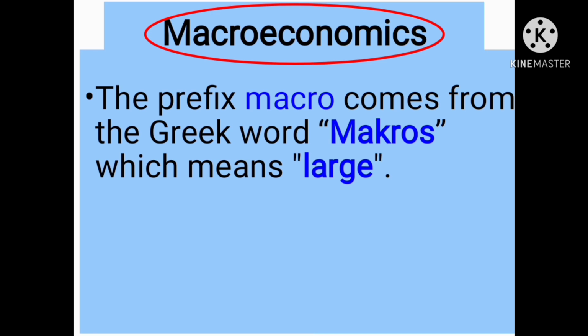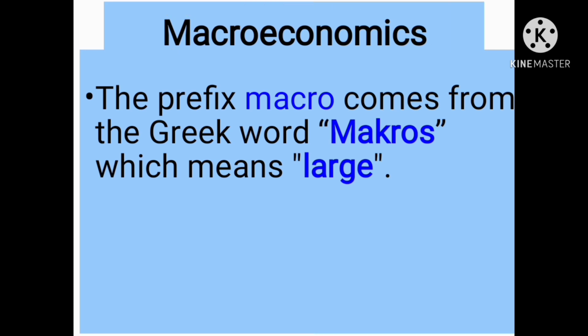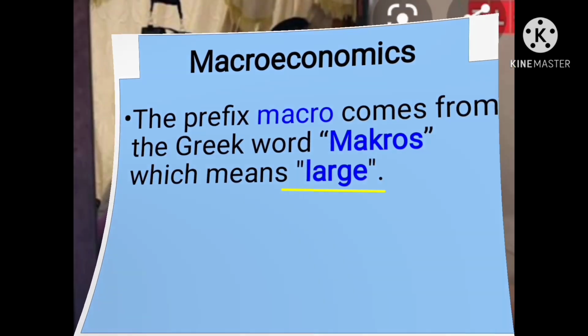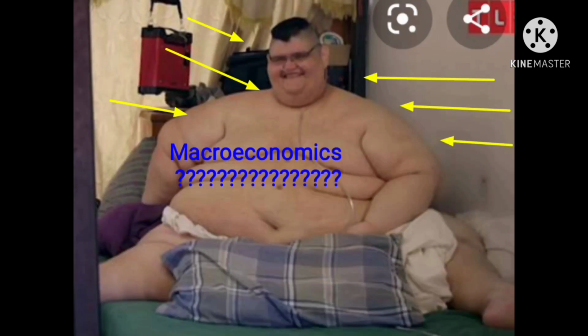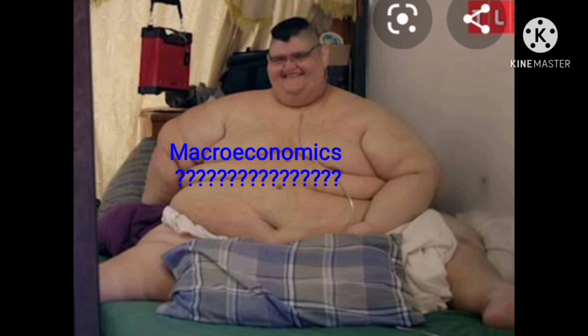So, what about macroeconomics? Macro, just like micro, the macroeconomics is a combination of two words, macro and economics. Macro comes from a Greek word, macros, which means large. So, here someone is asking, this gentleman is asking a very fantastic question with a very big smile there. Macroeconomics. So, what is this macroeconomics? And his answer is supposed to be just coming in a bit.